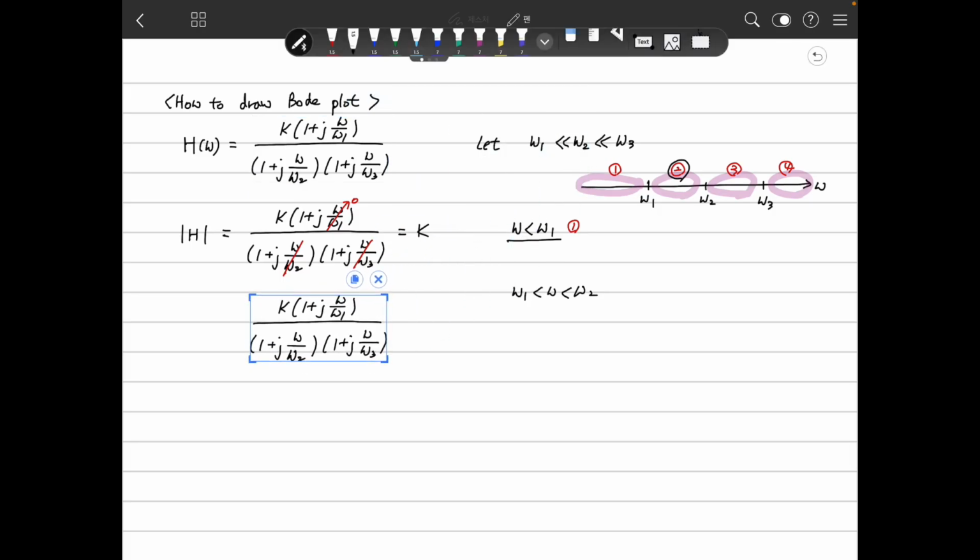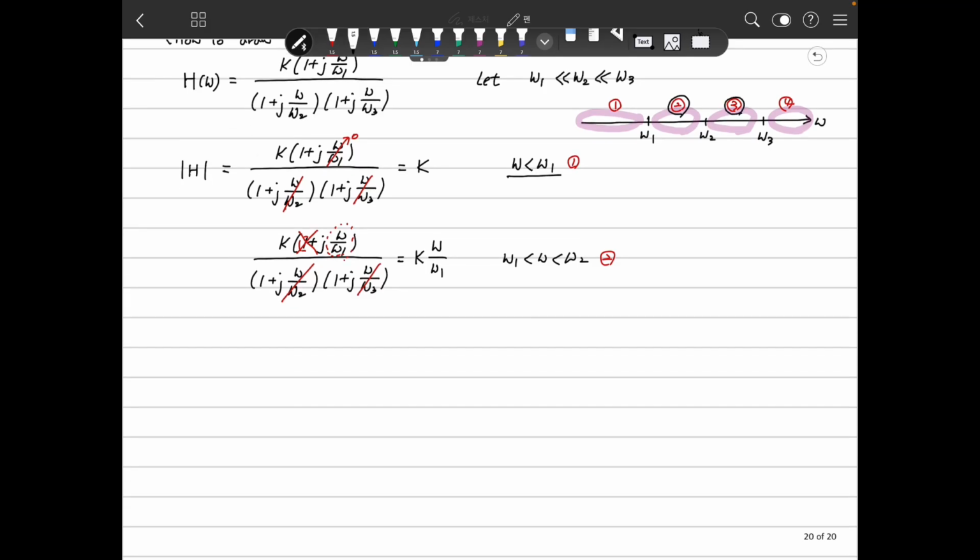So here we have this. Because omega is larger than omega 1, this is large compared to 1, so we can ignore it; in this case this is 0, and this is 0. So in this case, because of the magnitude, it will be k omega 1 and omega. In the third, we have omega 2, omega, and omega 3. This is the third.